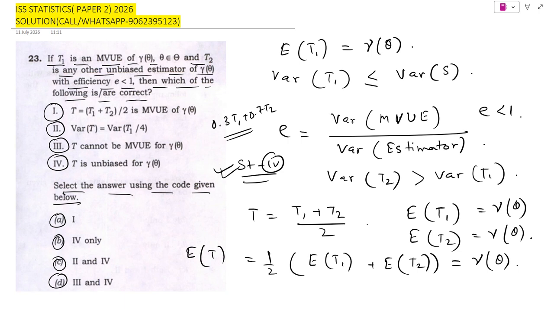Okay. Now examine the statement number 1. Look, can T equal to T1 plus T2 by 2 also be MVUE? Since T2 has a larger variance, mixing it with the MVUE generally increases the variance, and therefore the new estimator cannot have the variance smaller than MVUE. So hence it cannot remain the minimum variance unbiased estimator, right? So statement number 1 is false.